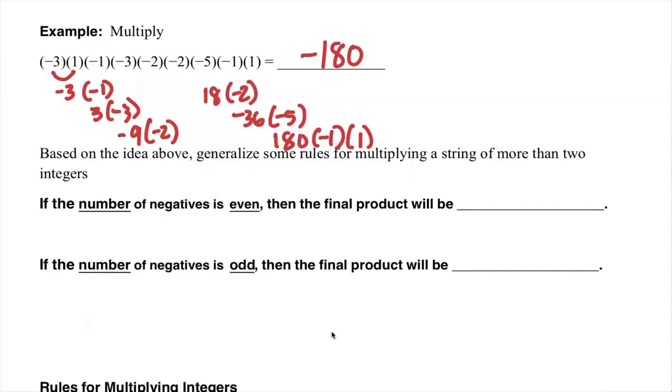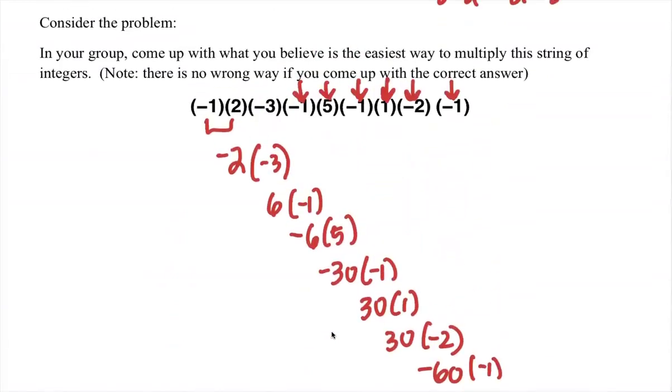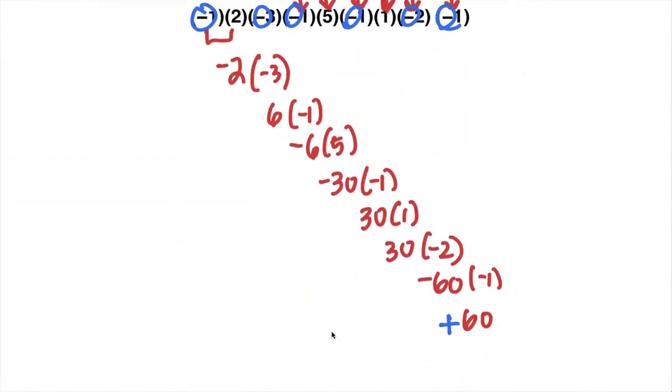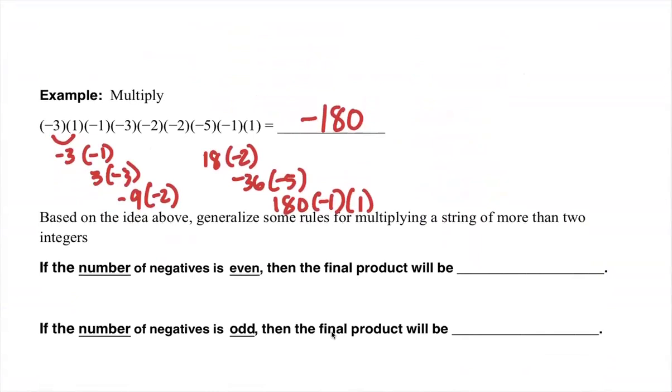Okay, based on what we just saw in those two examples, let's generalize something. Notice up on this example, how many negatives were there in the initial problem? So we had 1, 2, 3, 4, 5, 6. 6 negatives, and we ended up with a positive answer. And here we had 1, 2, 3, 4, 5, 6, 7 negatives, and we ended up with a negative answer, and there's something there. If the number of negatives is even, we're going to end up with a positive product, positive answer. If the number of negatives is odd, the final product will be negative.